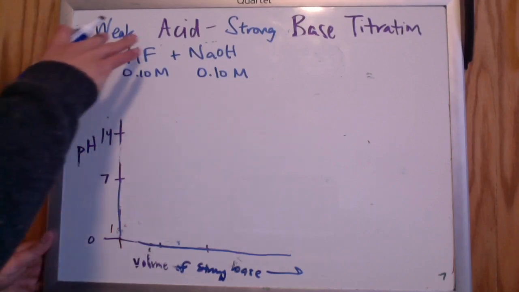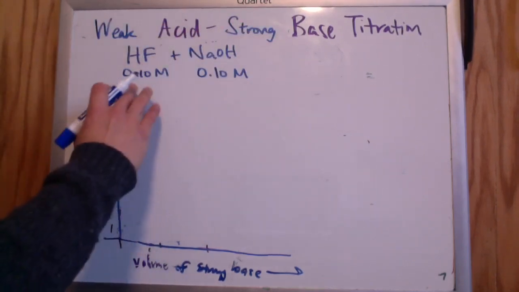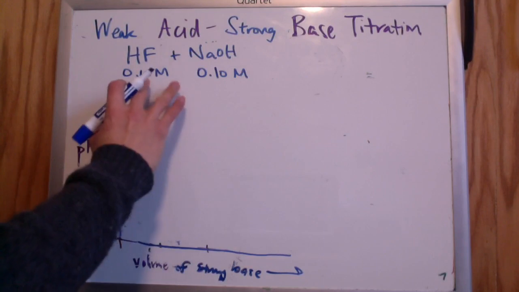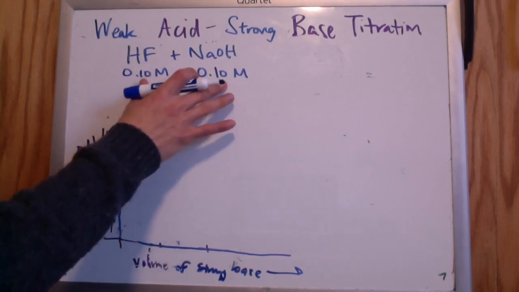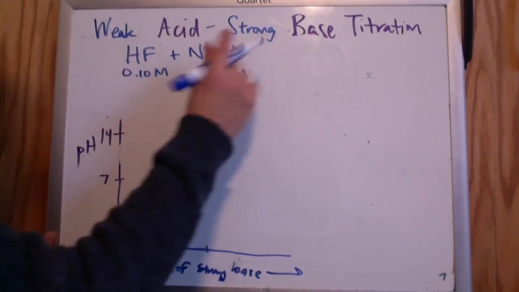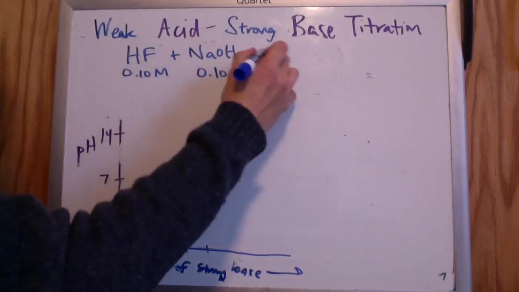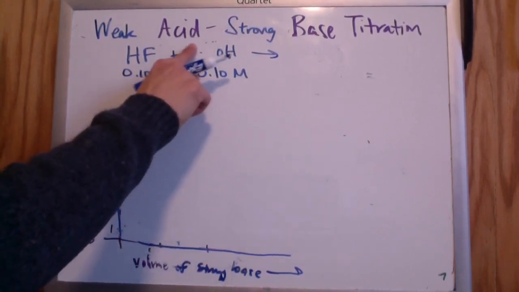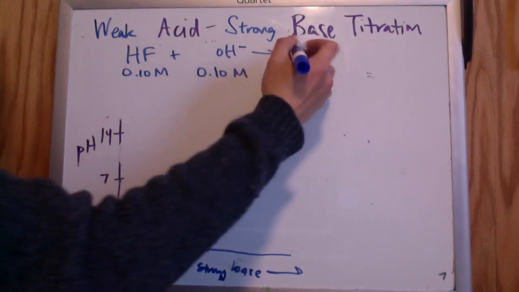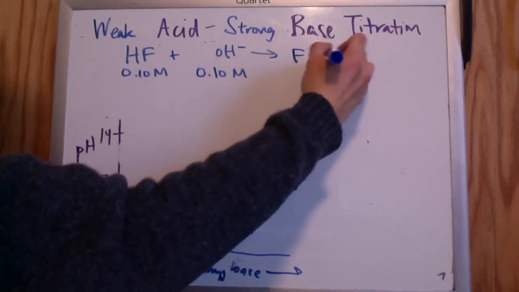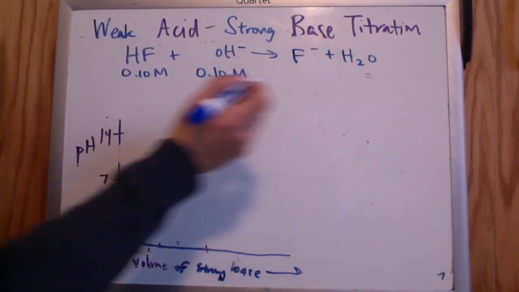Okay, here I'm going to show you the weak acid versus a strong base titration. Here we have HF and we have NaOH. Here I made it a little easier now. The concentrations are equal. If we're writing the equation, we're going to take out the Na+ because that would be a spectator ion, and we'd end up with F- plus water as our products.